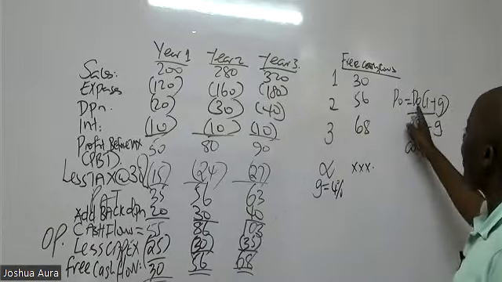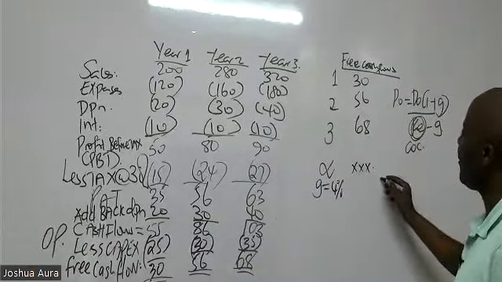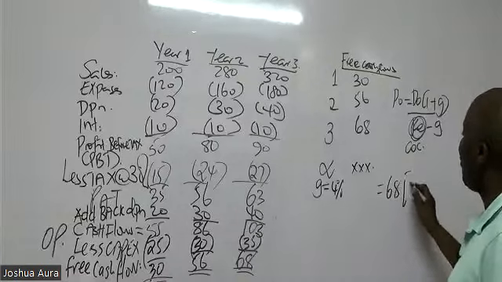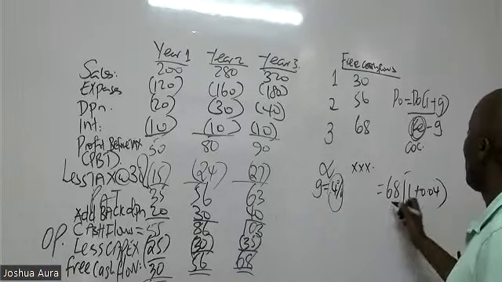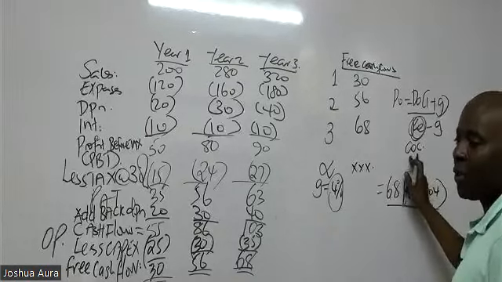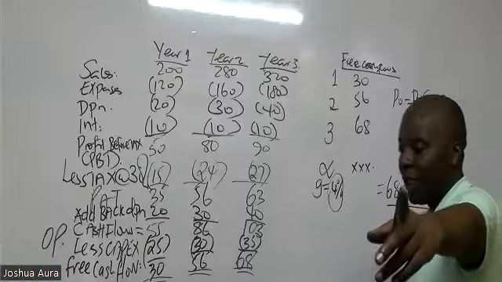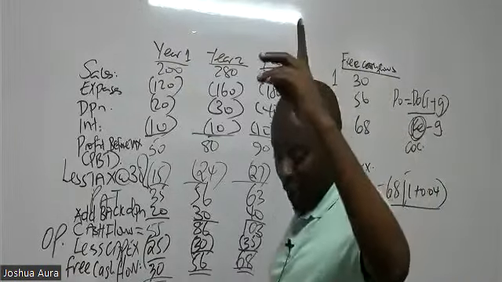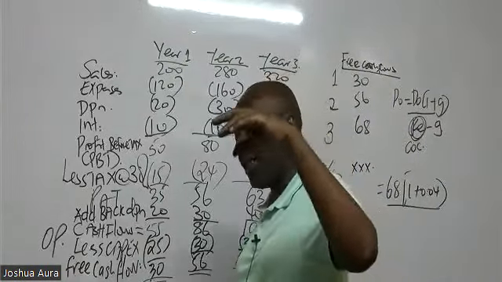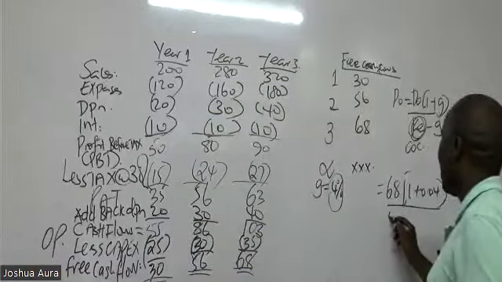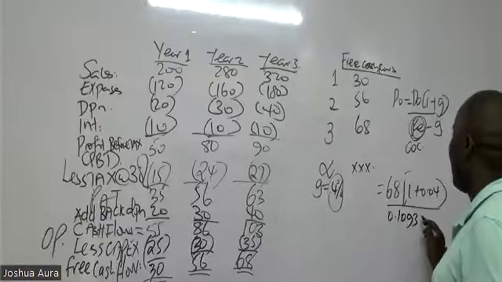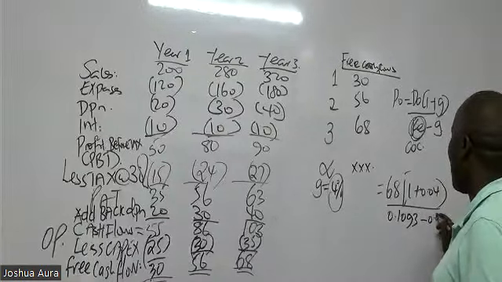So the most current dividend is 68. 1 plus the perpetual growth rate is 0.04, all over the WACC. You did give me the WACC; if my memory serves me well, it was coming to 0.1093, minus the growth rate again, which is 0.04.